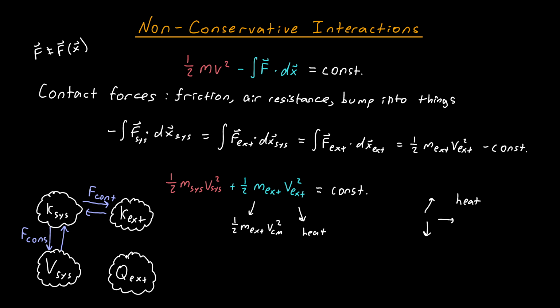Similarly, a contact force can turn your system's kinetic energy into heat of the external object. So that's also a contact force. And some contact forces, like air resistance, can turn the potential energy of your system into heat of the external objects that it's interacting with, right? Like the air heats up when you drop an object and it hits terminal velocity. It's losing potential energy, but the air around it gets hotter. So that's also contact forces going from potential energy to heat.